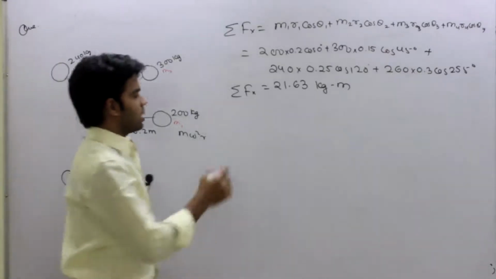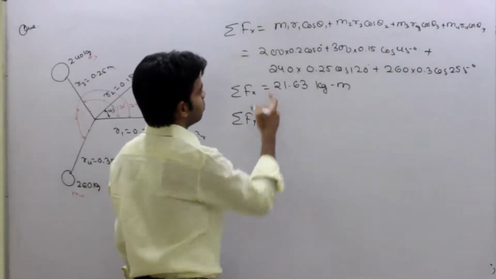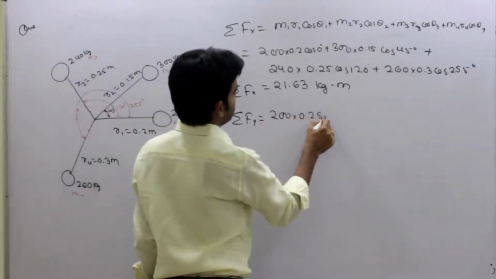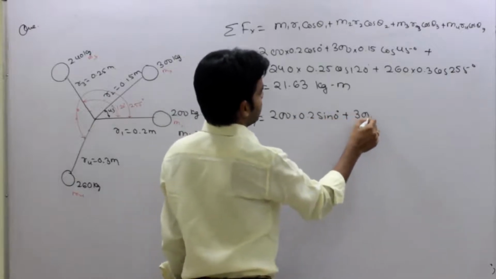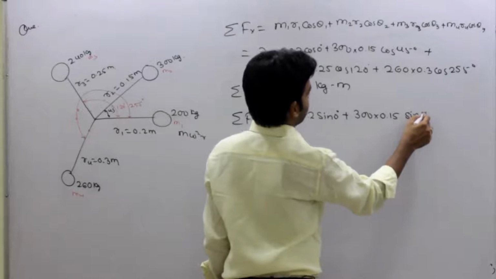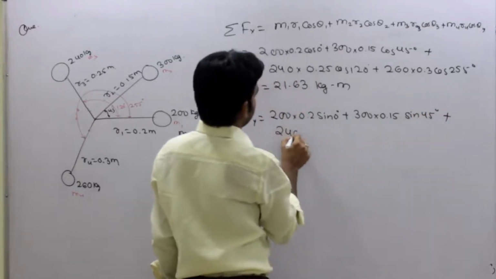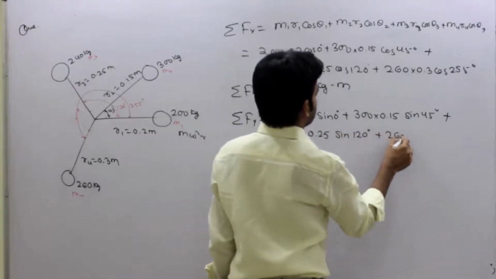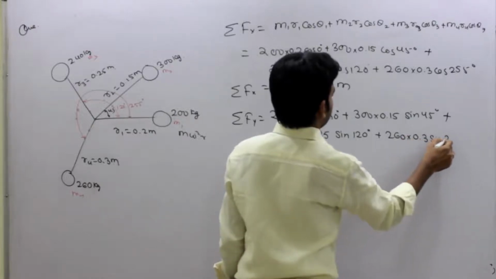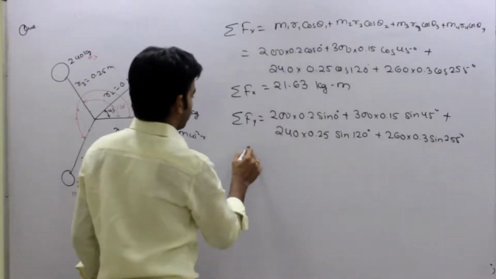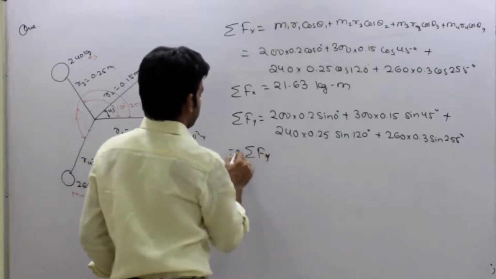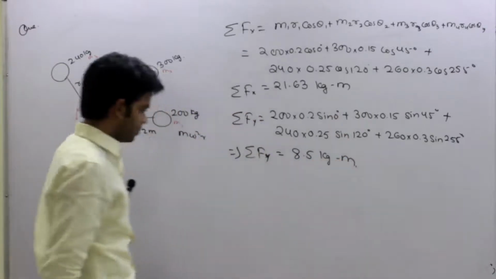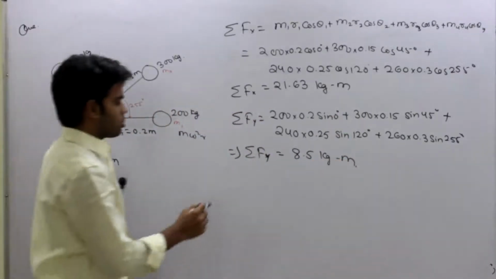Getting this? Similarly, summation of Fy will be equal to the sine component. So this will be equal to 200 into 0.2 sine of 0 degree plus 300 into 0.15 sine of 45 degree plus 240 into 0.25 sine of 120 degree plus 260 into 0.3 sine of 255 degree. And from here we will get summation of Fy equal to 8.5 kg meter. Getting this now?